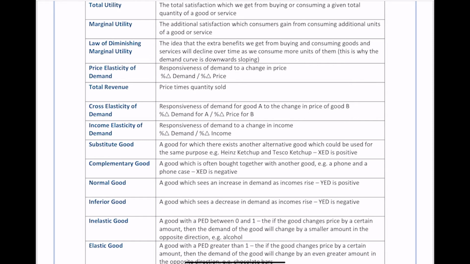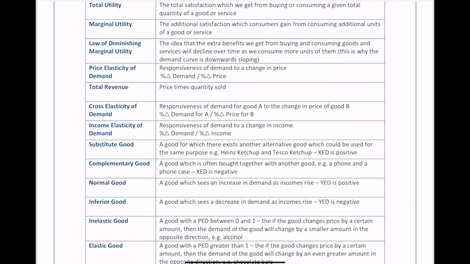And then you've got cross elasticity of demand. So cross elasticity of demand is just the responsiveness of demand for good A compared to the price change of good B. So it's percentage change in demand for good A over the percentage change in price for good B. So it's just trying to say, if a certain good changed by a certain price, how does that affect the demand for another good? So if the price for tomatoes went down, then how does that affect the demand for ketchup or something like that? Or if the price for phone cases went down, how does that affect the demand for phones?